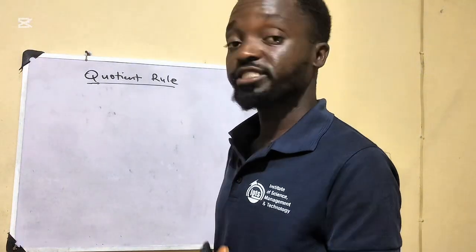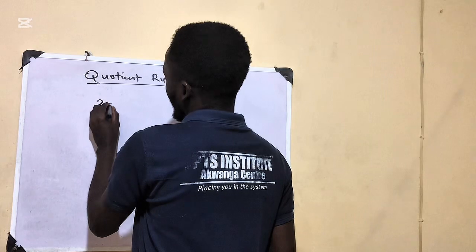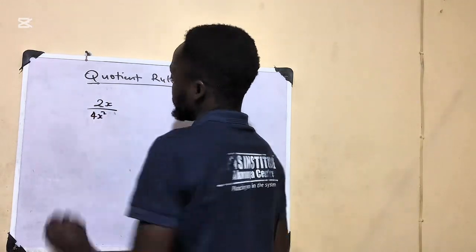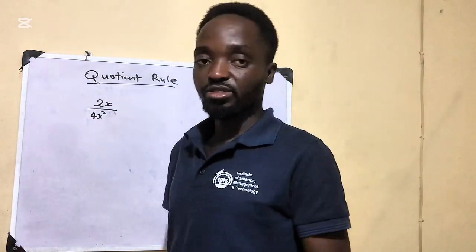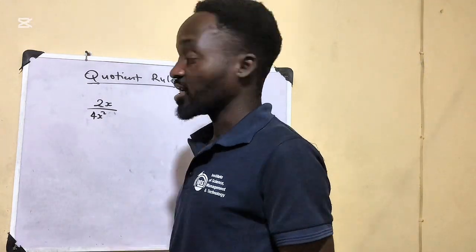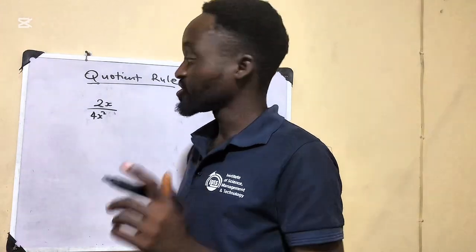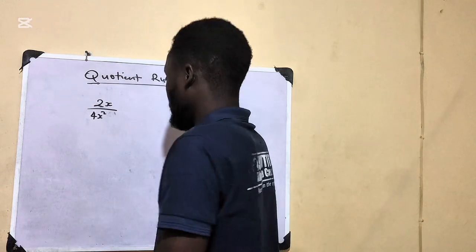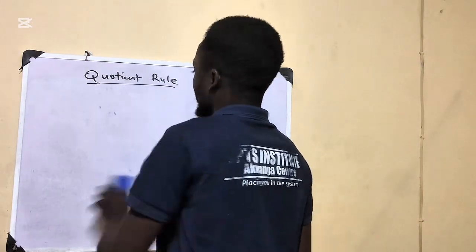So let's suppose, for example, you are given a function like 2x divided by 4x to the power of 2, and you are asked to differentiate a function of this nature. We normally use the quotient rule. But before we even learn how to use the quotient rule, we first have to understand what the quotient rule actually is. So I'm going to write the formula for the quotient rule, so that you can know how to apply it whenever you have a fraction to differentiate.